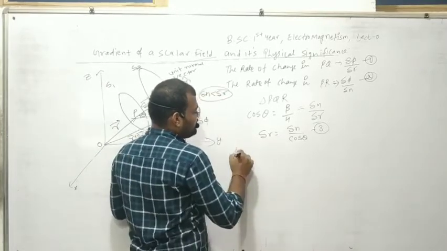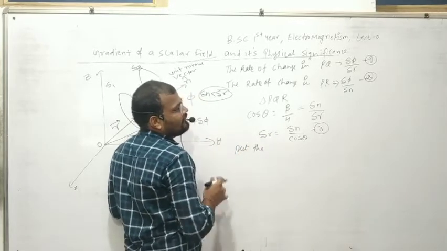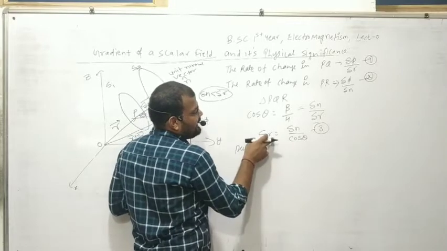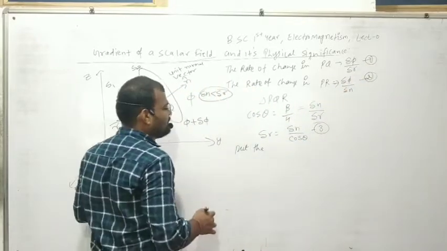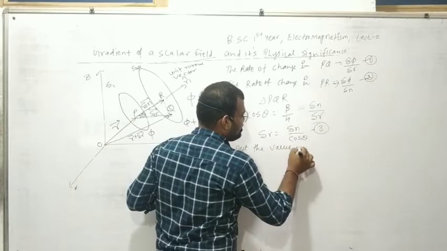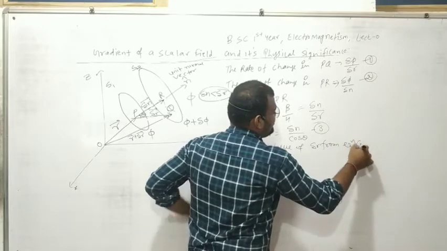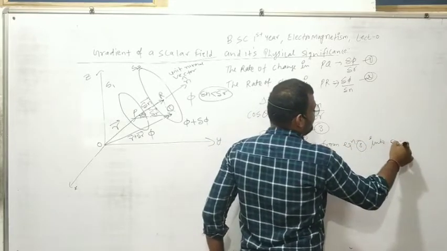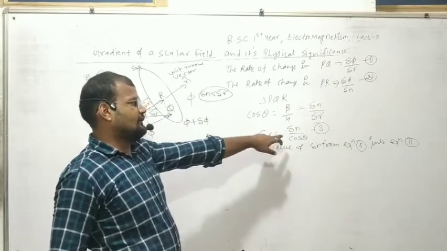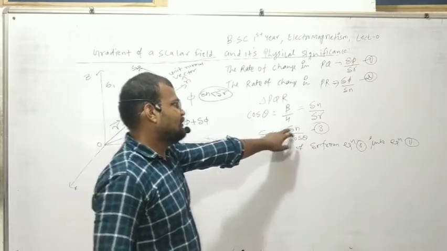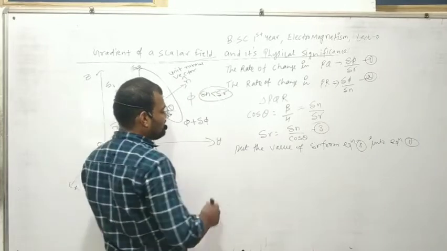Now put the value of del R. See, from equation 1 and 3, what do I want to do? I am putting the value of del R from equation 3 into equation 1. The value of del R, which is del n upon cos theta, I want to put in equation 1. So what will equation number 1 become?